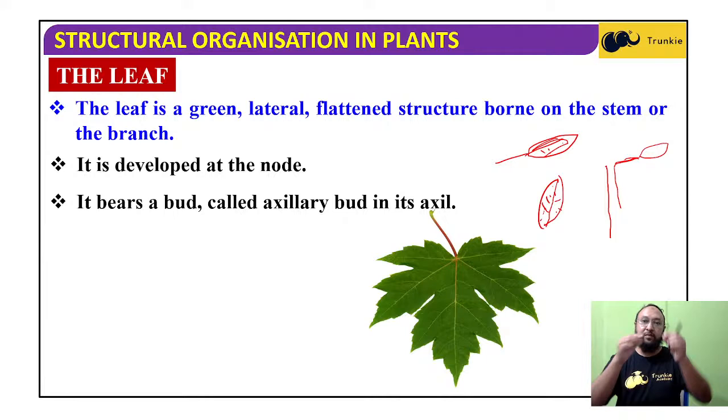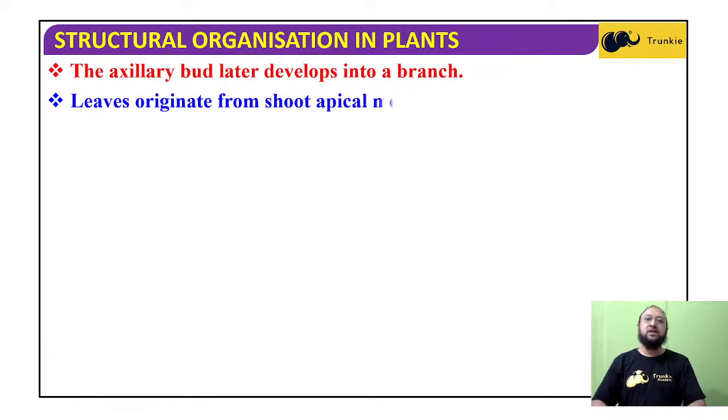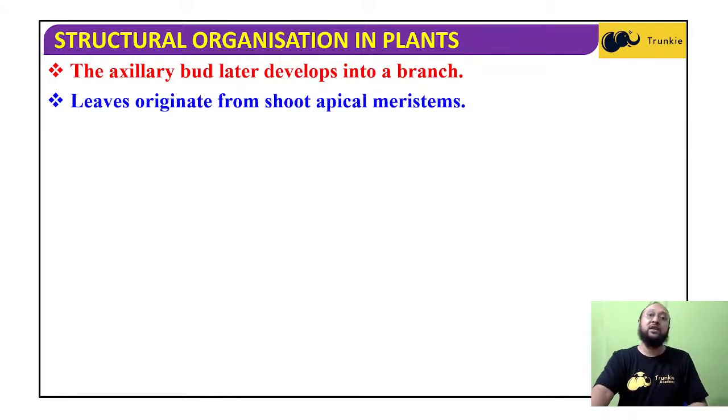The leaf is developed at the node, where the stalk develops. Remember this: the leaf is born at the site called the node, and the distance between one node and another node is called the internode. The node bears a bud called the axillary bud in its axil. The axillary bud later develops into a branch, which grows bigger, and then the branches develop into sub-branches where the leaves are born.